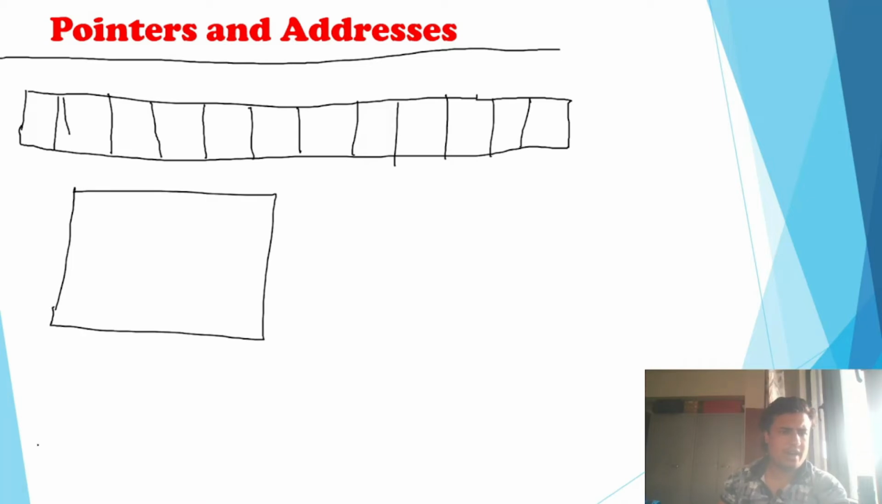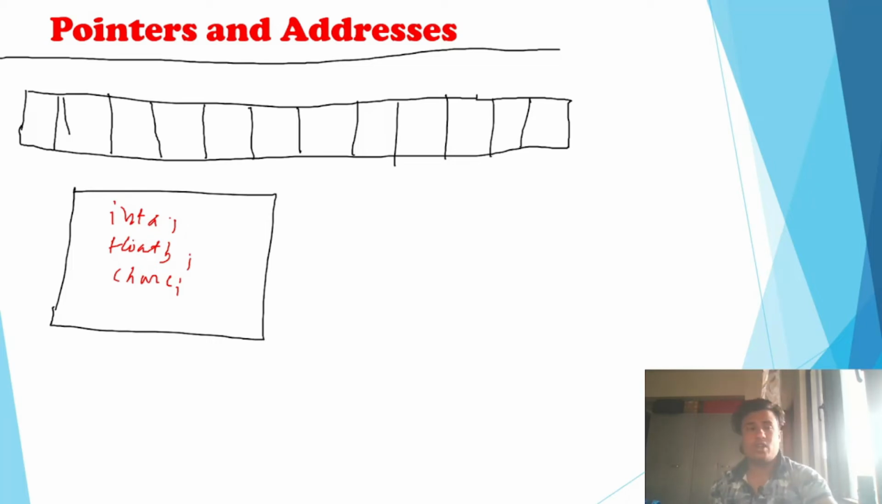Now suppose the code I write here contains an integer variable a, a floating variable b, and a character variable c. Suppose we have three variables here. According to the base addressing mode and the architecture you are using, it will allocate them. So int a is 2 bytes here. These 2 bytes combined will be treated as an integer, as int a.